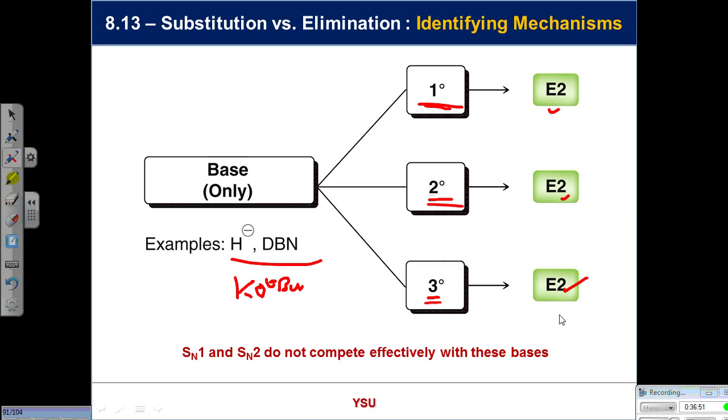Down to the bottom, tertiary system. Why no SN2? Too crowded. Why no E1? Base is too strong, right? Base is too strong is not going to allow for an E1 to happen. Why not SN1? It's a tertiary system. Why can't I do an SN1? The base is reactive and does the E2 instead, right? And it's big, so it can't attack to do that type of thing. It does not allow the carbocation to form.